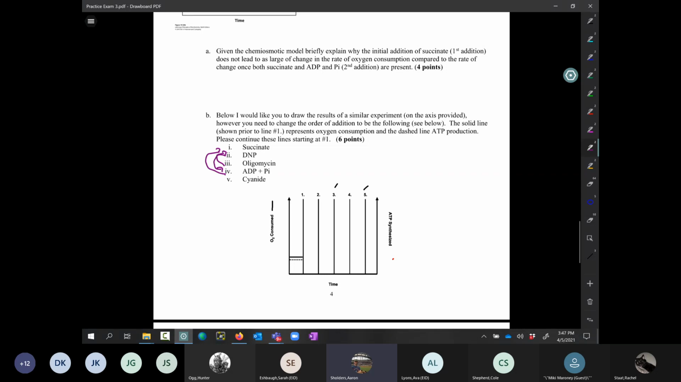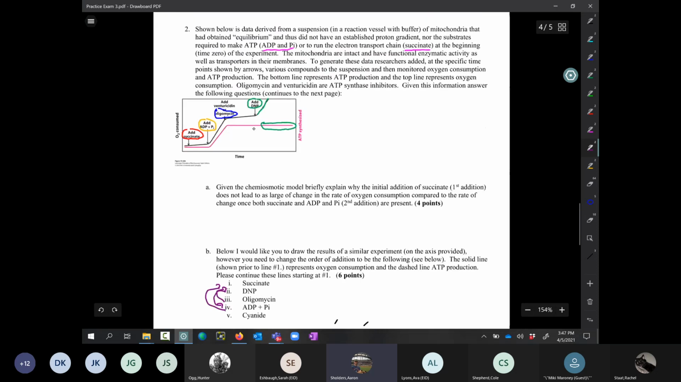When you put oligomycin into it, you would essentially stop ATP synthase, you would stop oxygen consumption. And then the question says, well, what if I then put DNP in after I put in oligomycin? Essentially this, actually. You have all this, you have oligomycin, you add DNP. What's going to happen? Well, oxygen consumption is going to go up, ATP synthase will remain flatlined.